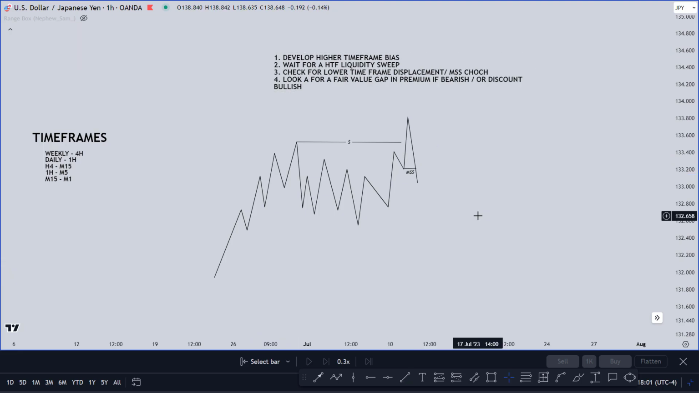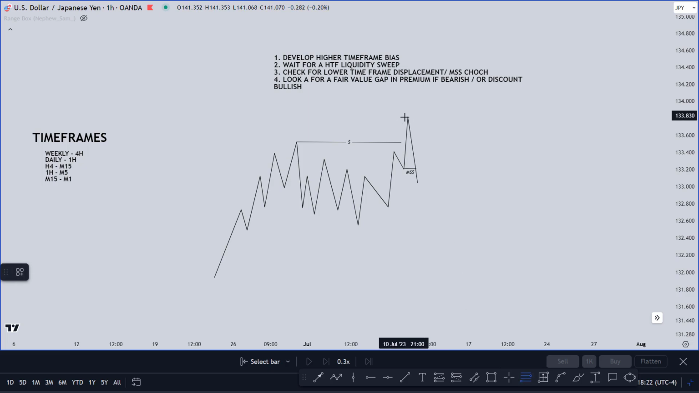And then for number four, we'll look for a fair value gap in premium if we are bearish, or a fair value gap in discount if we are bullish. So as of now, we see that we are looking to go bearish, right? So we will look for a fair value gap in premium, like I stated in the premium and discount zone video.